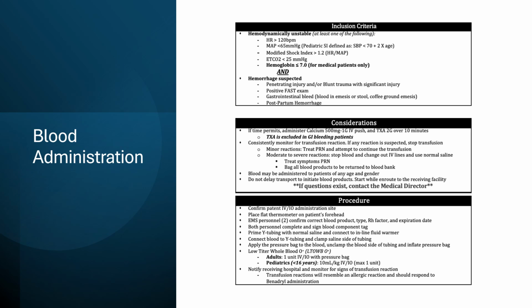Or in medical patients only, I don't care about trauma. This is not for trauma. But if you have a medical patient who doesn't meet any of those other criteria, but their hemoglobin is 6.5 and they're not the classic cancer patient that gets blood every week, you have a right to give blood.